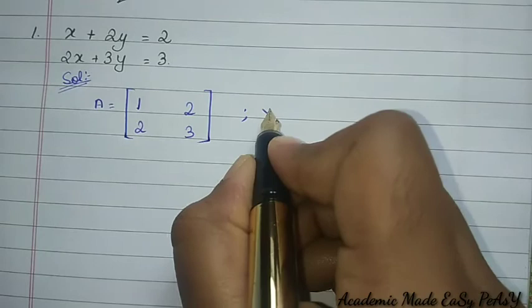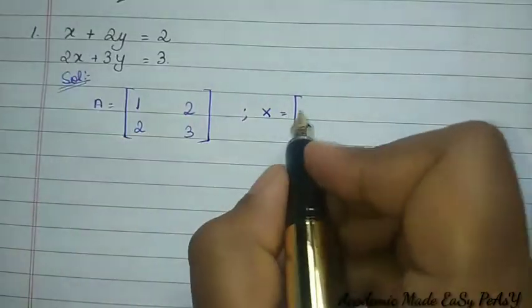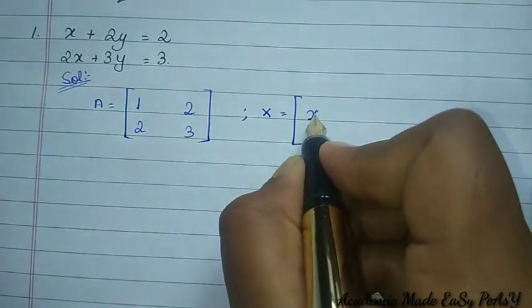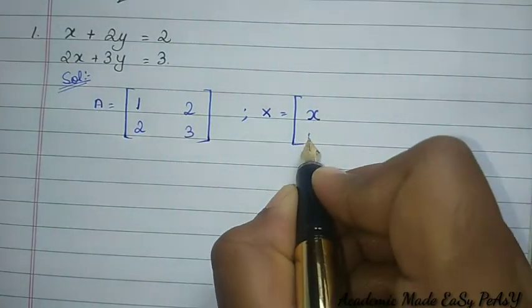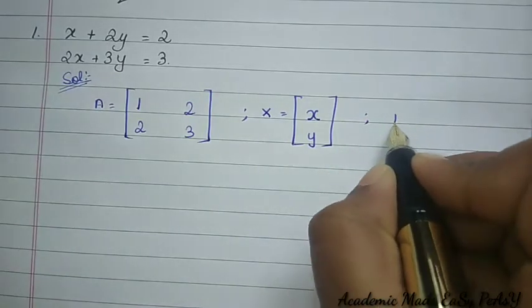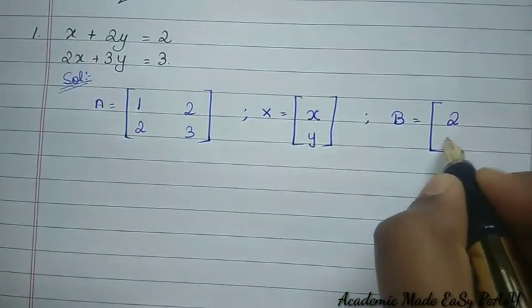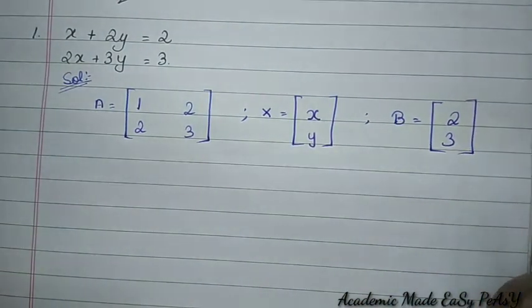Now I will have my X as the variables present over here, x and y. You have to write the first variable first and the second variable second. Don't change the order. And my matrix B is equal to this part, so 2, 3. So these are the required matrices.